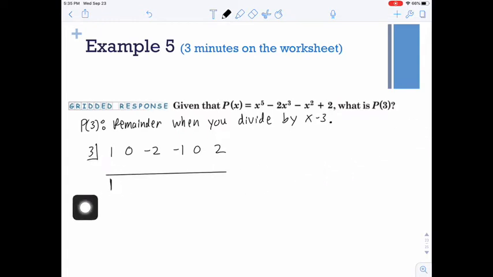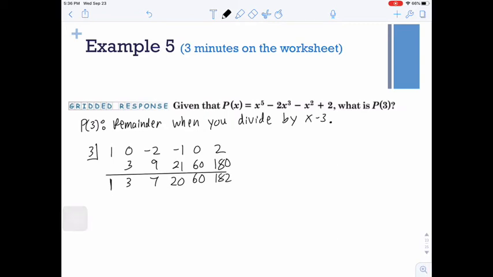So 3 times 1 gives us 3. 0 plus 3 gives us 3. 3 times 3 gives us 9. Negative 2 plus 9 gives us 7. 3 times 7 gives us 21. Negative 1 plus 21 gives us 20. 3 times 20 gives us 60. 0 plus 60 is 60. And 3 times 60 is 180. 180 plus 2 is 182.